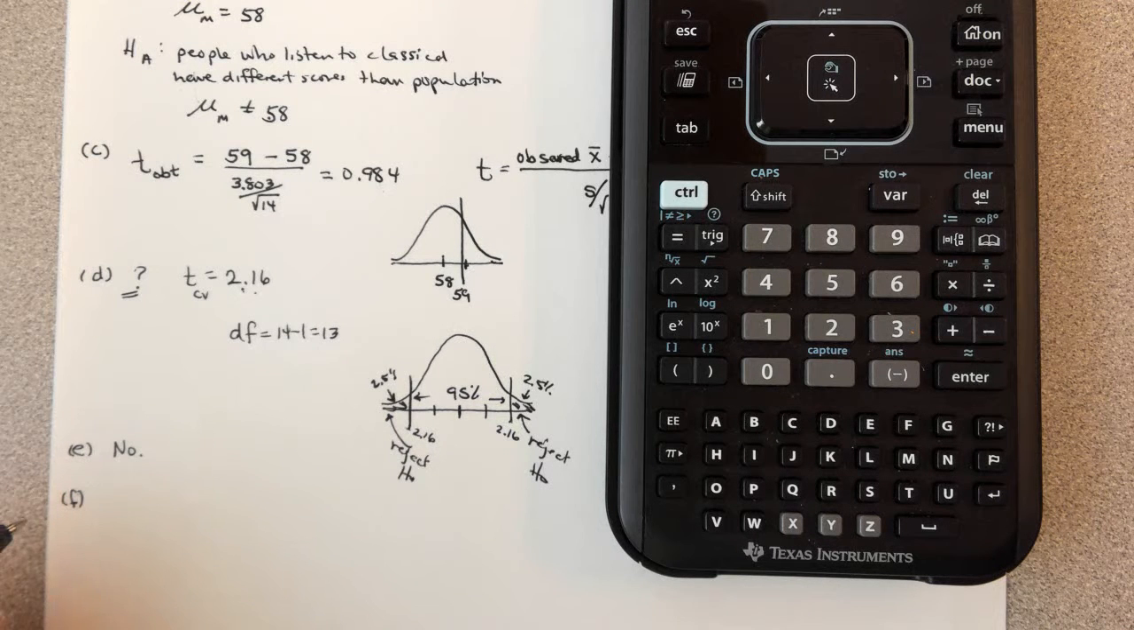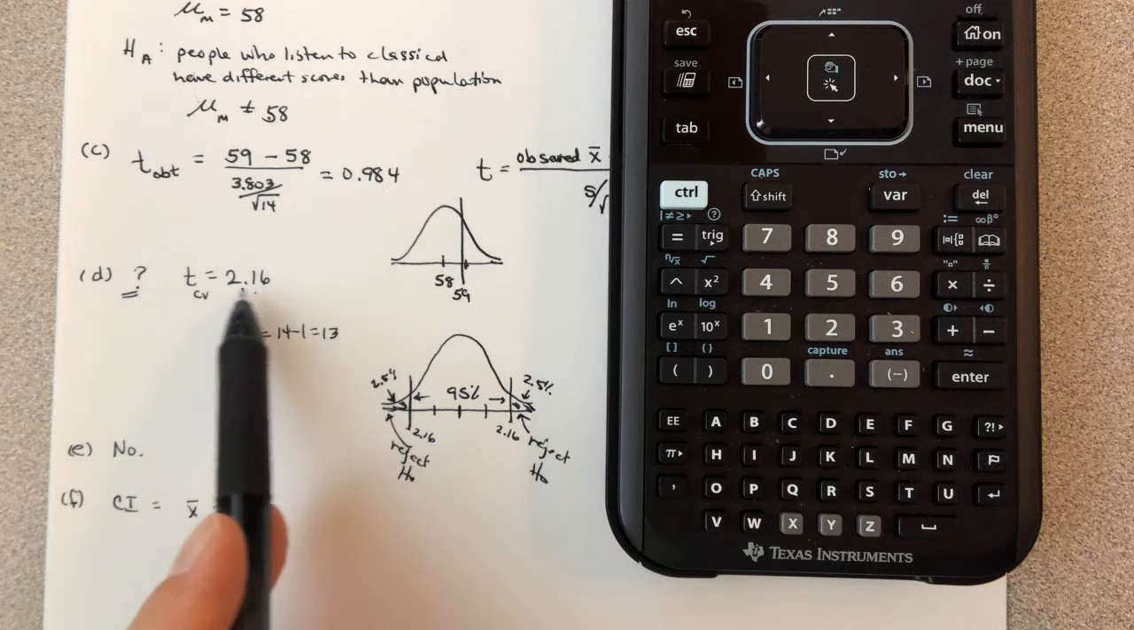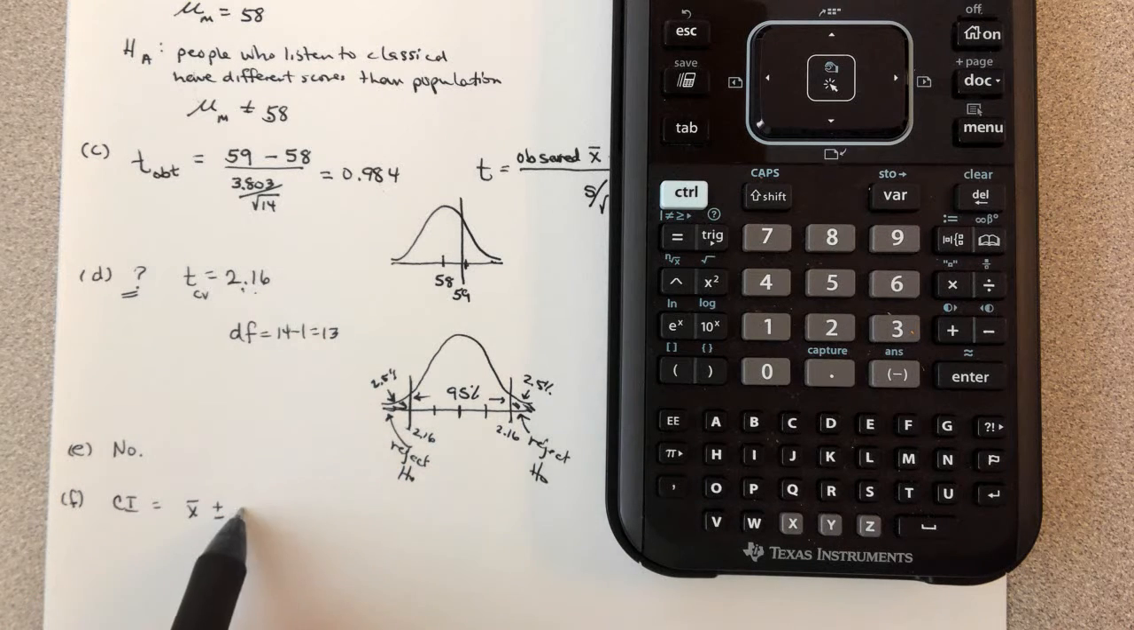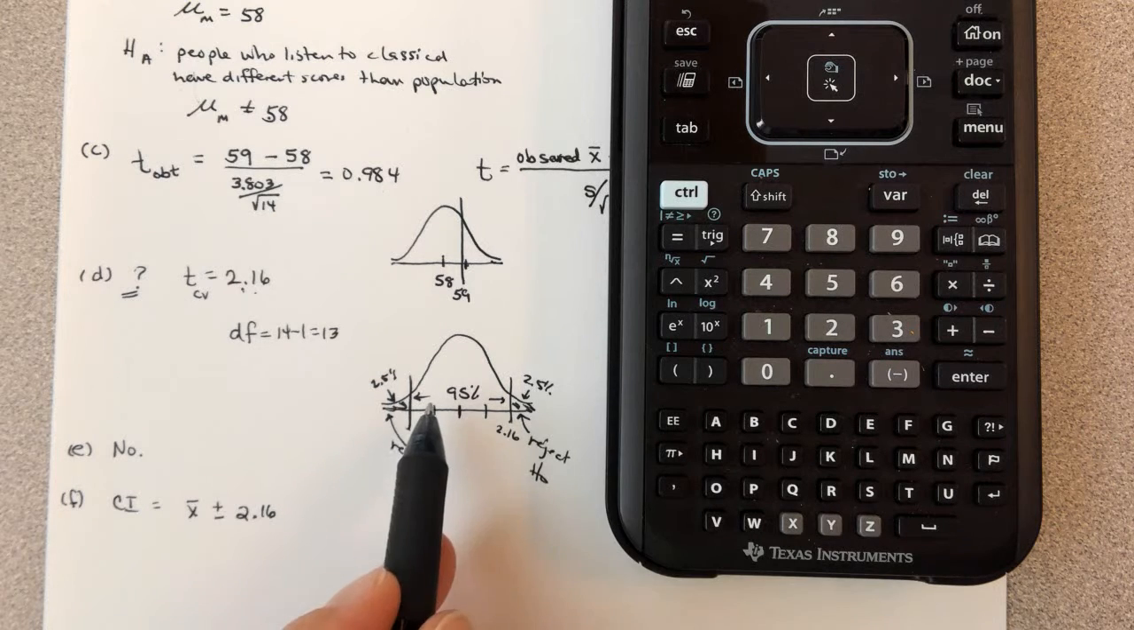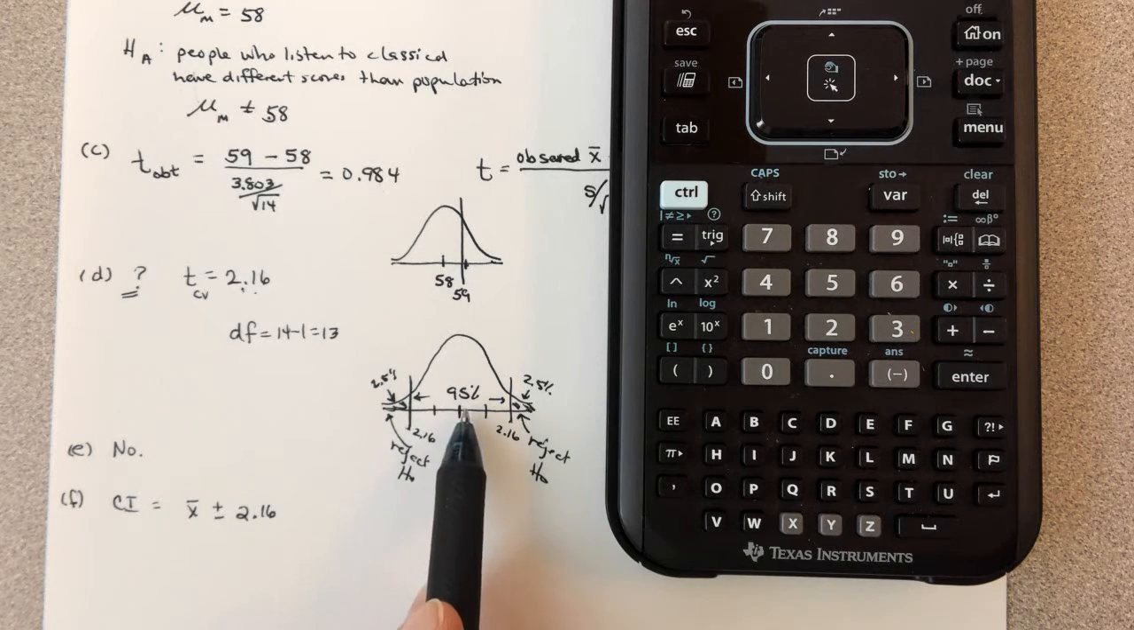Determine the 95% confidence interval for the population mean based on the sample mean. Okay, so the confidence interval is computed by taking your statistic, which is the mean of your sample, plus or minus your critical value. I'm still banking on this 2.16, and that's what I would use for 95% confidence, because that's what we computed here.